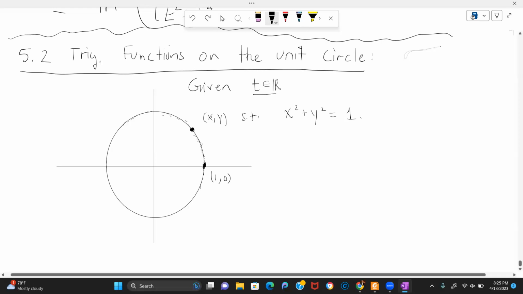Then the trig functions are basically defined like this: let's say this length right here is t. Given this t value and the x and y coordinates corresponding to t, you define cosine of t to be the x coordinate, sine of t to be the y coordinate, and tangent of t to be the y coordinate divided by the x coordinate. And then we looked at several examples.